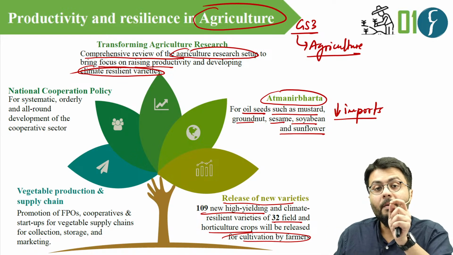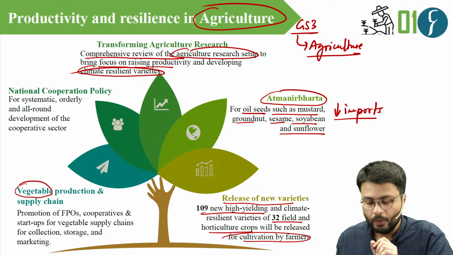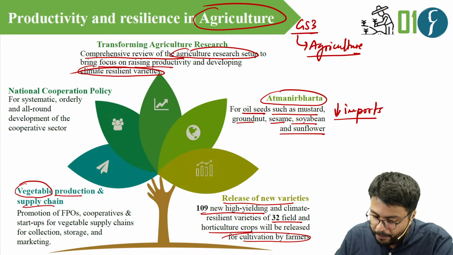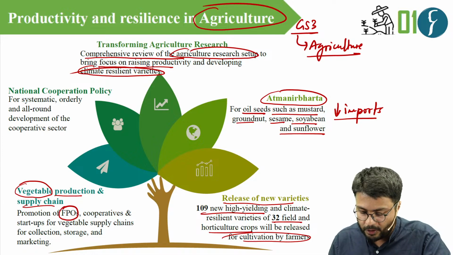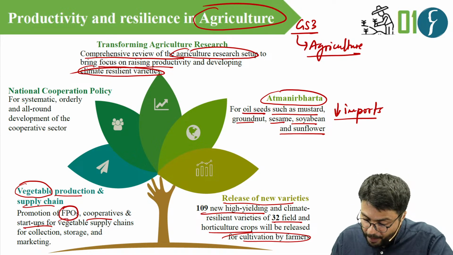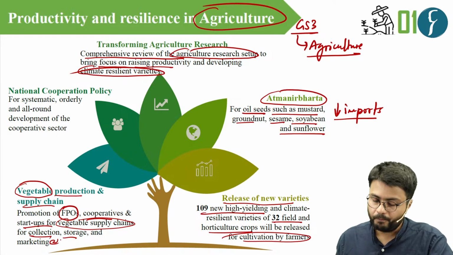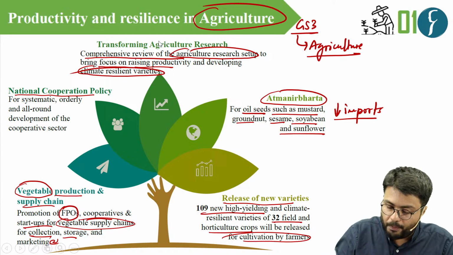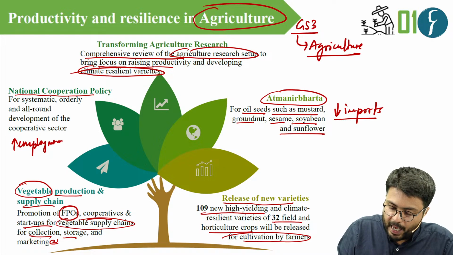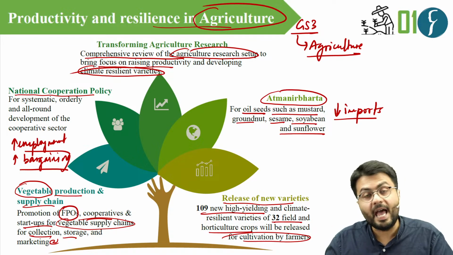Now coming up to the menace of food inflation, which you can understand is due to increased prices of vegetables all across the country. So to promote the production of vegetables and developments in its supply chain, the government is incentivizing the formation of farmer producer organizations, cooperatives and startups which make developments in the vegetable supply chain in fields related to its collection, storage as well as marketing. Also, government is looking to promote a national cooperation policy which is looking to create more employment as well as increase the bargaining capacity of country's farmers in general. So all of this was related to developments in the agricultural sector.